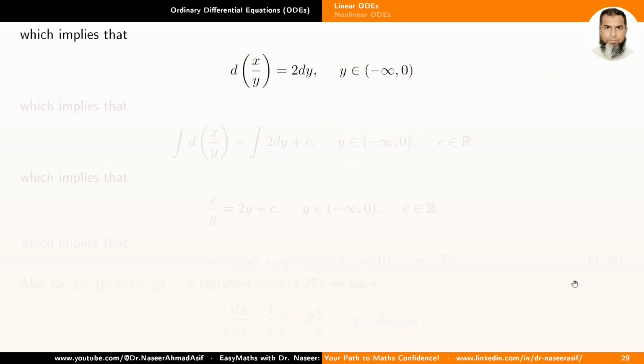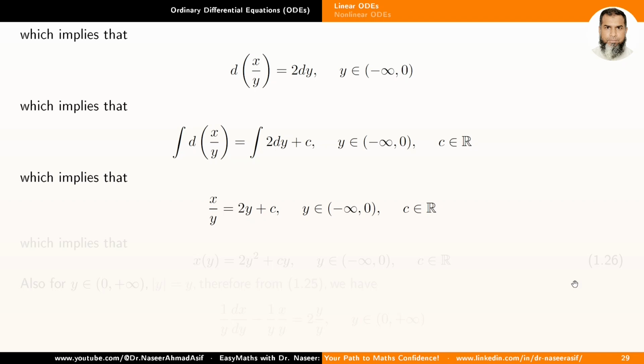So we have d of x by y is equal to 2 dy, where y belongs to minus infinity to 0 open interval. Taking integral, we have integral of d of x over y is equal to integral of 2 dy plus c, where y belongs to minus infinity to 0 open interval and c is arbitrary constant. So x over y is equal to 2y plus c, where y belongs to minus infinity to 0 open interval and c is arbitrary constant. So x is equal to 2y square plus cy, where y belongs to minus infinity to 0 open interval and c is arbitrary constant.